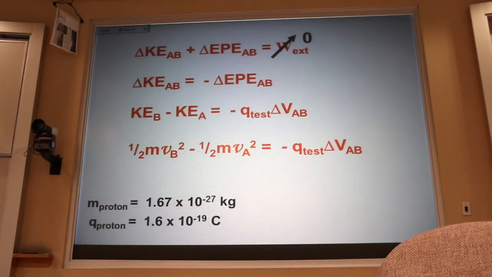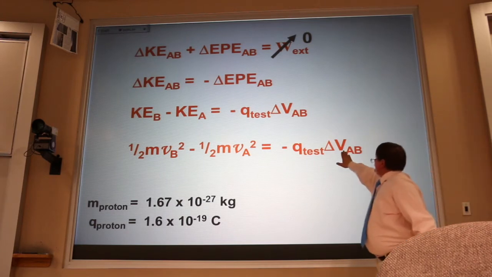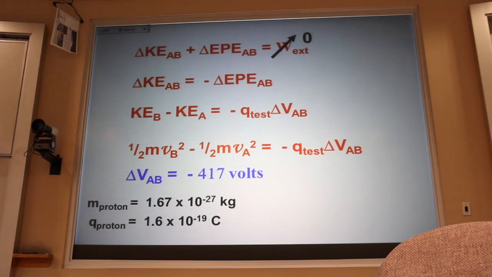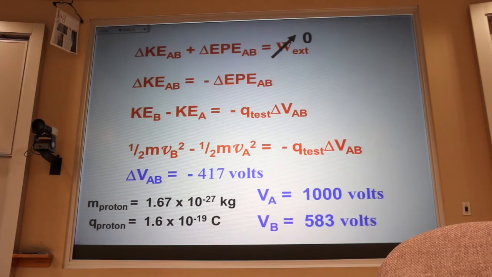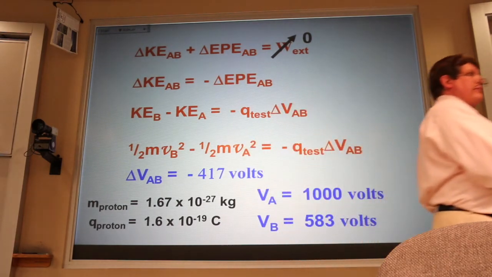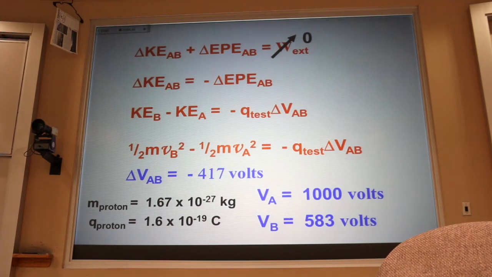Okay, at this point I only have one unknown. It's this voltage difference. When I solve for that, I get a negative. That negative sign is critical, 417 volts. Now, if the voltage at A is 1,000, and I've got a change as I go from A to B of negative 417, my voltage at B had better be smaller by 417. And the answer is 583 volts. Check that your neighbor got that answer for problem 3.